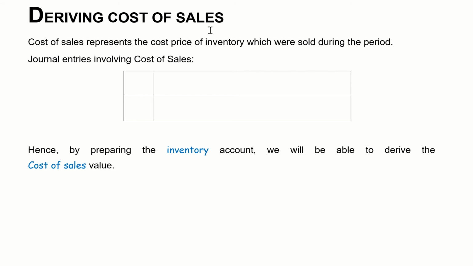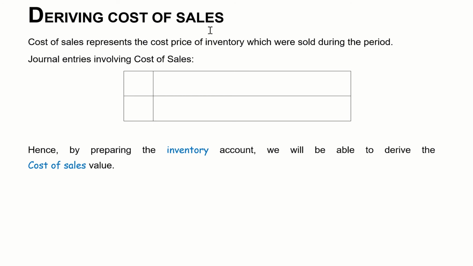Morning, everybody. In the last two parts, you had looked at how to derive the sales revenue and the inventory purchases through preparing the control accounts for trade receivables and trade payables. In this part, you will be looking at how to derive the cost of sales, and it will be looking at the previous information that you have gotten from the control accounts as well as preparing the inventory account.